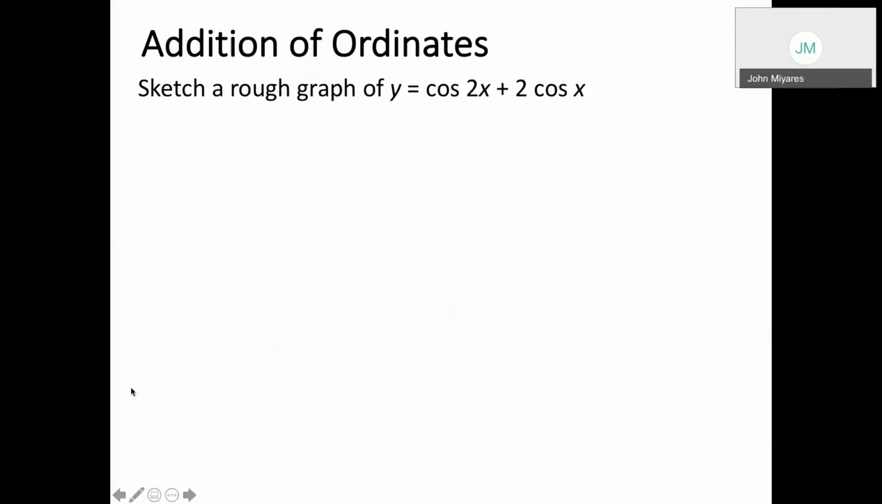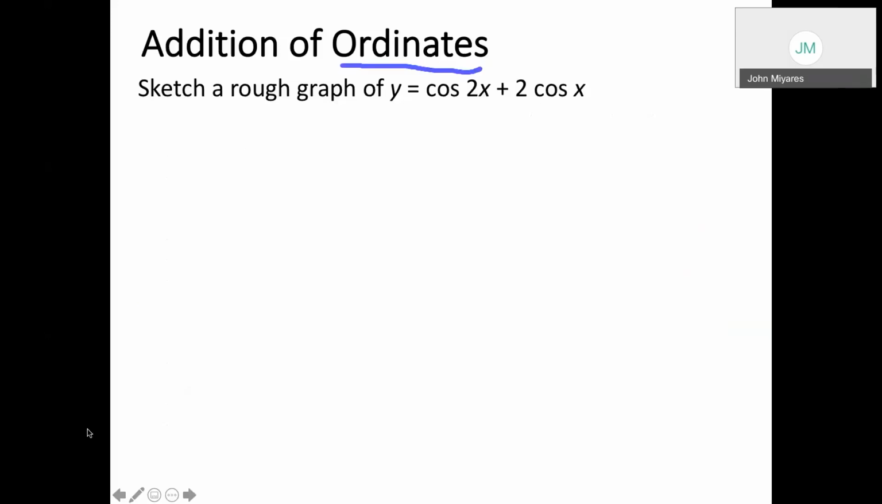There's one more example I want to look at that will not show up on your quiz, but could possibly be on the homework. I'm not going to push this idea very hard because graphing calculators make this kind of exercise fairly simple. But let's say you were asked to draw a rough sketch of y equals cosine 2x plus 2 cosine x using a process they call addition of ordinates. Well, ordinates refer to the y coordinates of points on a graph.